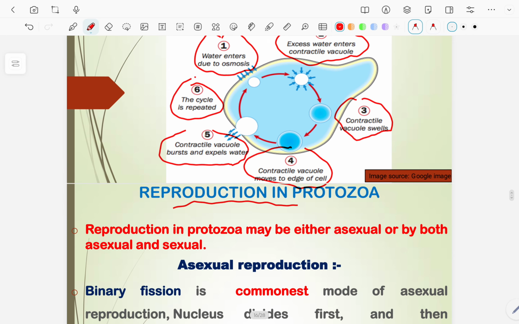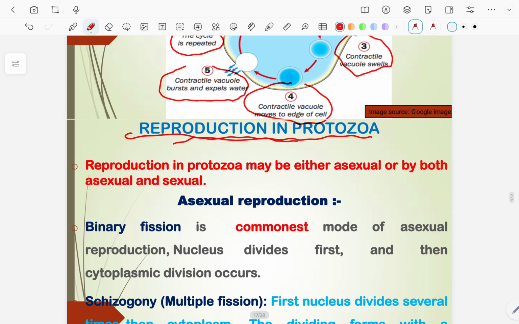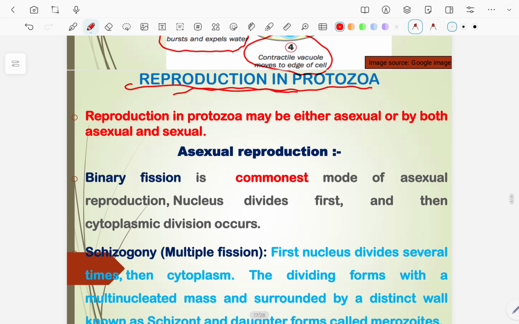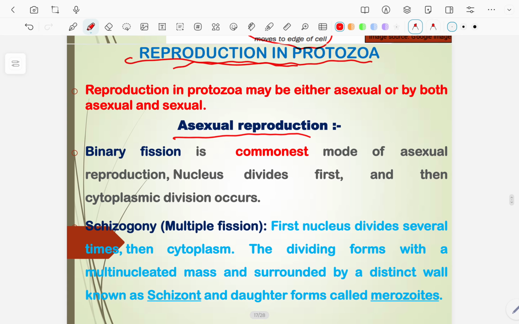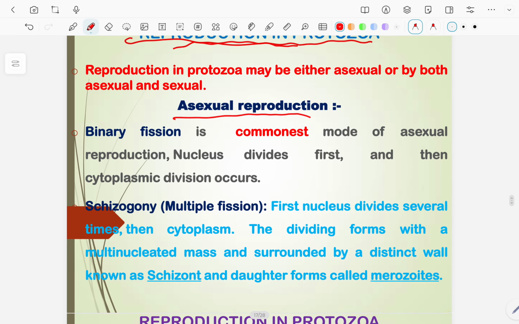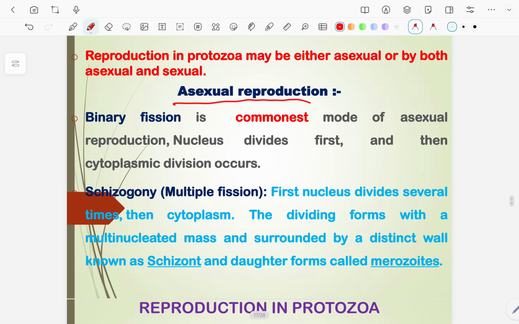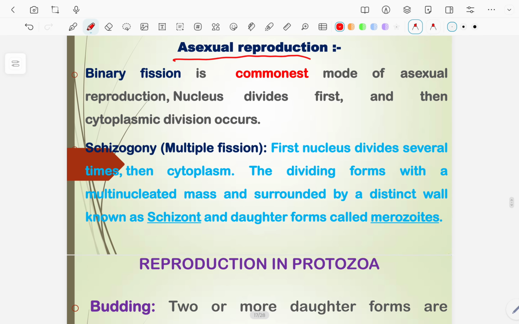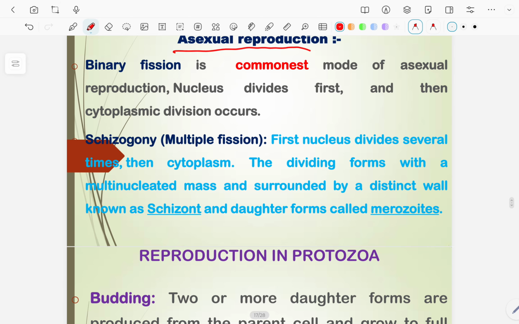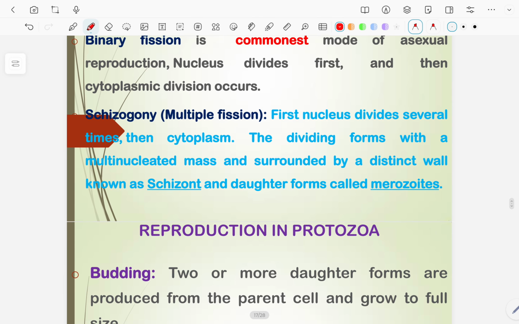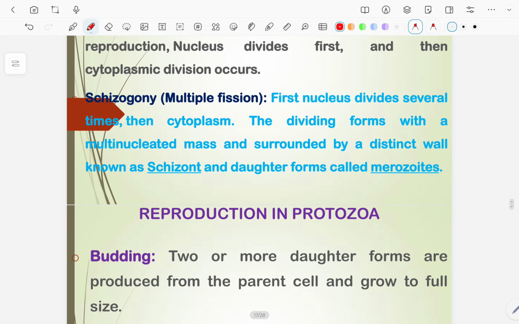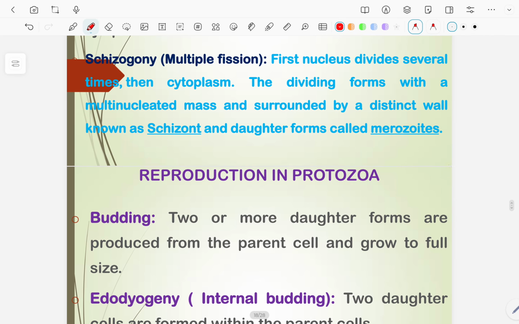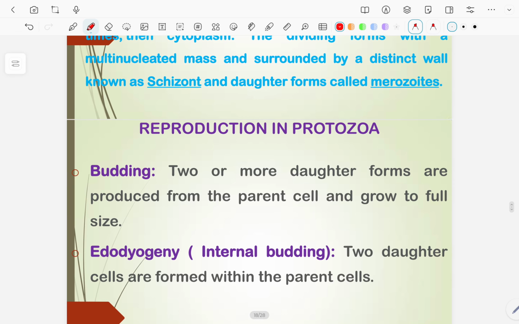Reproduction in protozoa may be either asexual or both asexual and sexual. Asexual reproduction: binary fission is the commonest mode. The nucleus divides first and then cytoplasmic division occurs. Schizogony, multiple fission: the nucleus divides several times, then the cytoplasm. The dividing form is a multinucleated mass surrounded by a distinct wall known as schizont, and the daughter forms are called merozoites.